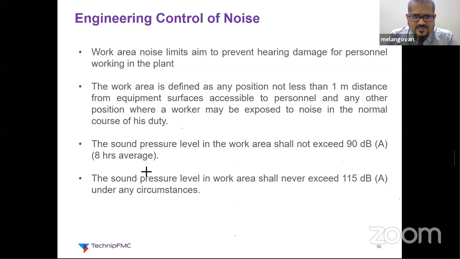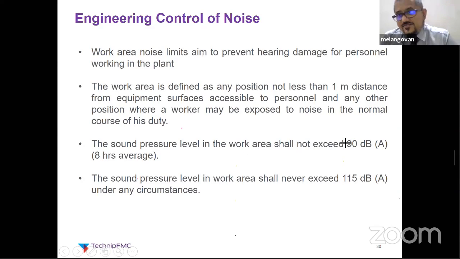So what is the limitation? The normal limit is 90 dB, and 115 dB for occasional exposure. For example, if we have a PSV, which relieves once in a while, at that time we can exceed this 90 dB normal limit. Even then, we cannot exceed 115 dB. So these noise levels we need to assess during the design stage. For example, in our case, we have the pump, which may result in noise, and we need to ensure that the diesel distribution pump noise level is within this 90 dB.